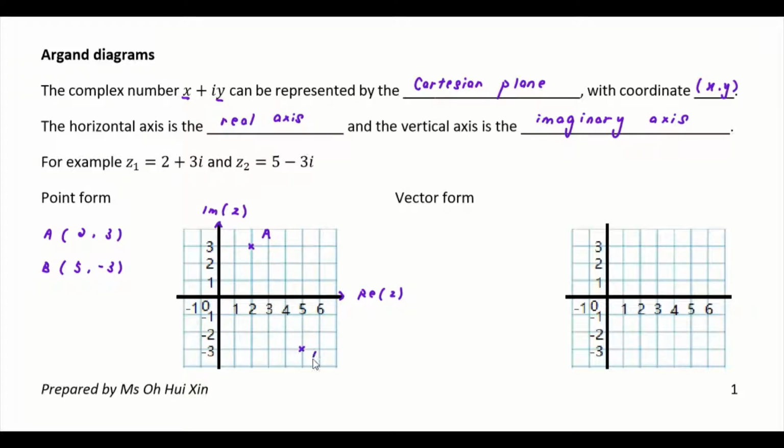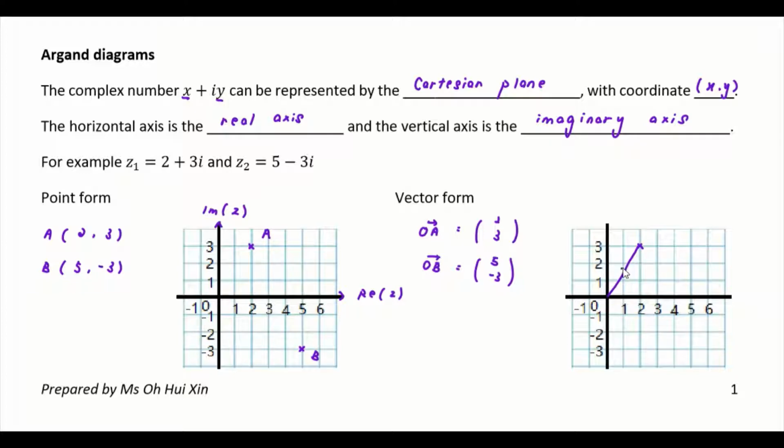So it's like here. Alright, then the second type is we try to use a vector form. By using a vector form, the same thing, we will be doing the position vector. For example, OA, then I should have (2, 3). If I have OB, which means OB will be (5, -3). So it's exactly the same thing as how you plot the point, but it's just that it's a vector now.